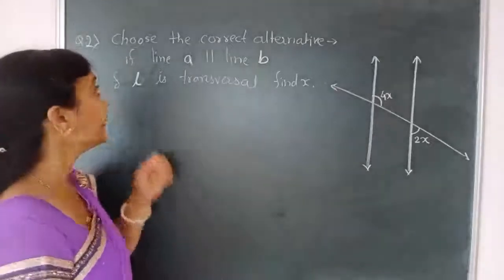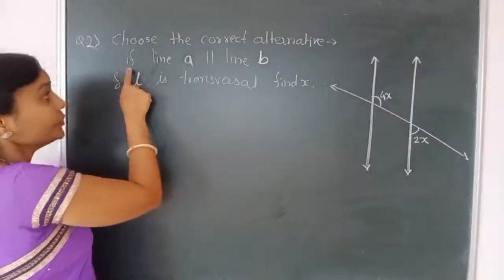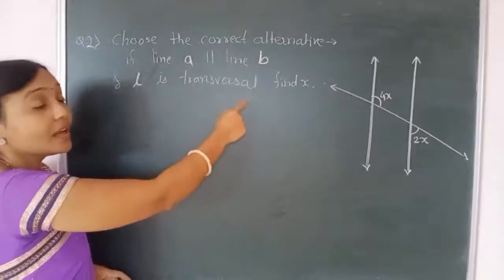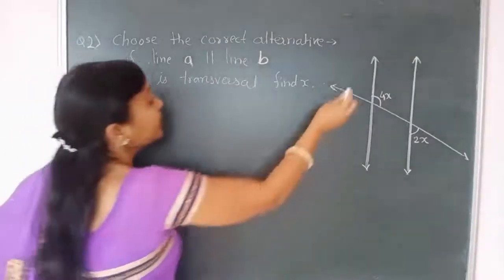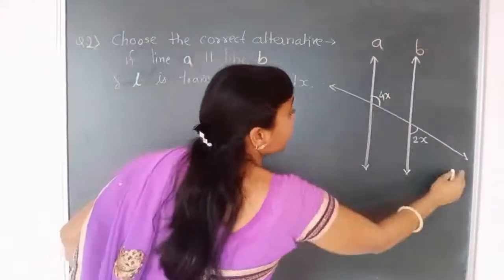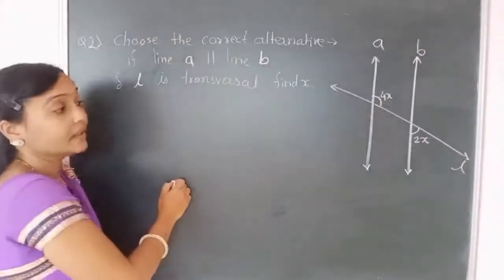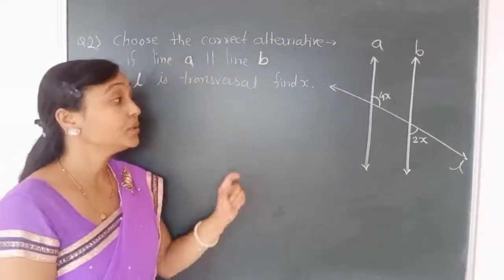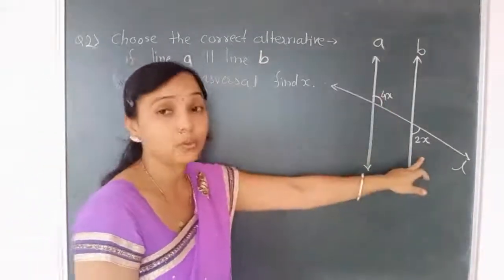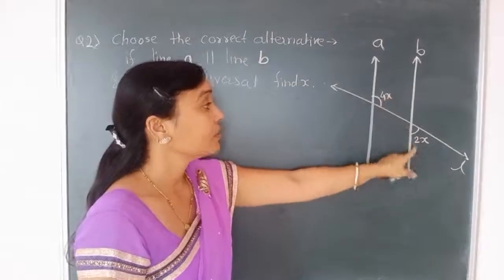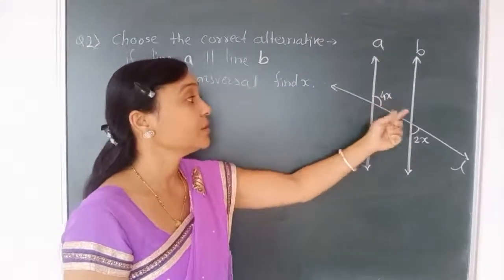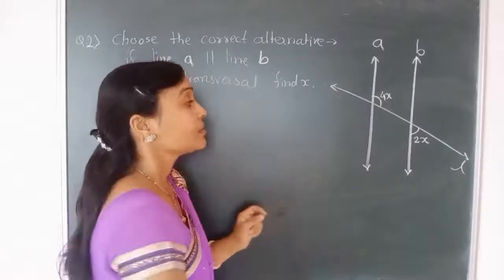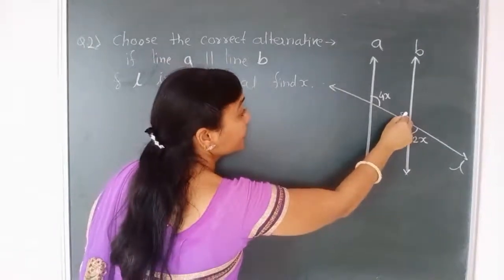In the second example, choose the correct alternative. If line a is parallel to line b and l is a transversal, again we have to find x. Line a is parallel to b and line l is a transversal. So 4x and 2x. First we find out what is the relation between 4x and 2x. These are not corresponding angles, these are not interior angles, these are not alternate angles. So what? We consider here angle A.